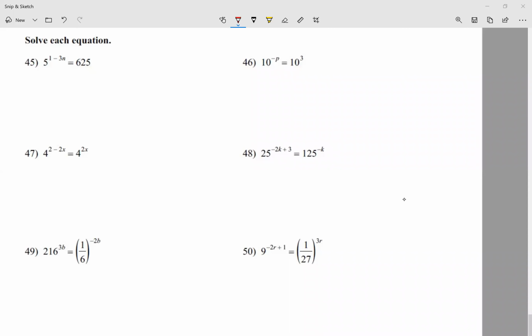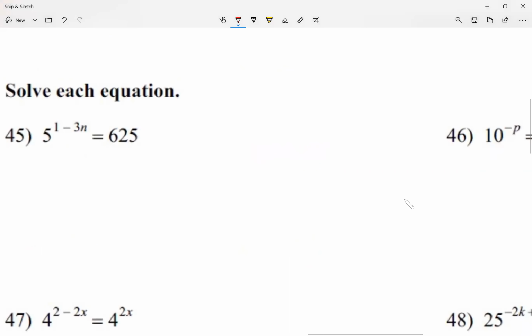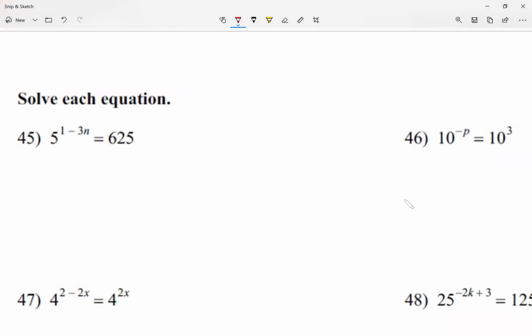Okay, we're going to learn how to solve for the letter when the variable is part of the exponent. So now our variable, the letter, is going to be an exponent. We're going to start pretty simple. 625. I wish I could write this as 5 to the something.